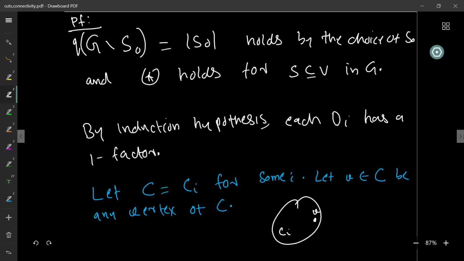Okay. So because the property holds by the choice of S0, and star holds for the entire G, for any arbitrary subset of vertices in G, one can show that each Di satisfies this. And since Di is an even graph with strictly smaller order, by the induction hypothesis, each of them has a one factor. So we don't have to worry about the even components, because they all have one factors by the induction hypothesis.